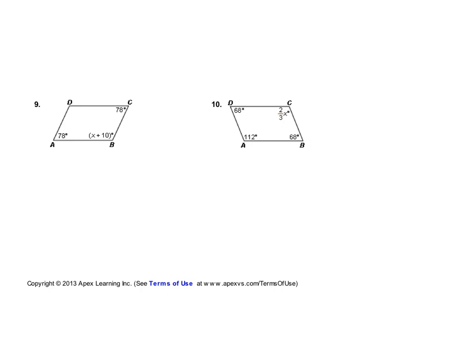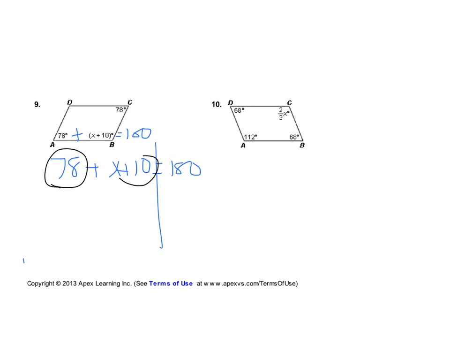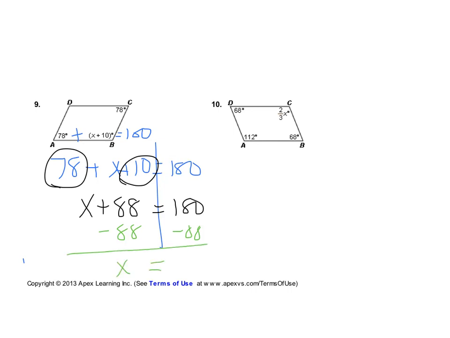Number 9. Again, I know that consecutive angles must add up to 180. So that means that 78 plus x plus 10 must equal 180. I can combine my 78 and my 10. So I get x plus 88 equals 180. And then I can subtract 88 from both sides. And I am left with x equals 92. So that's what it would take to make this a parallelogram.